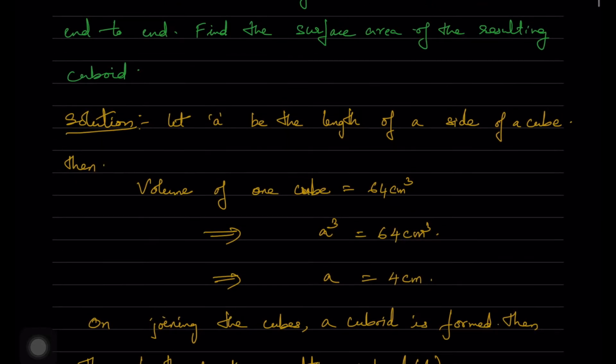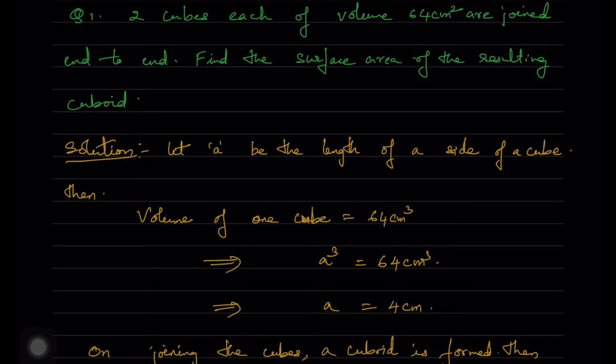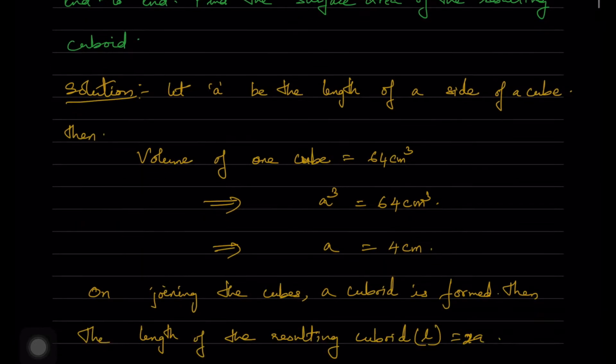Now we have two cubes which are joined end to end to each other. So we have to find out what is the surface area of this. So let a be the length of a side of a cube. Then the volume of one cube is 64 centimeters cube. So we'll find out what is the edge of that cube.